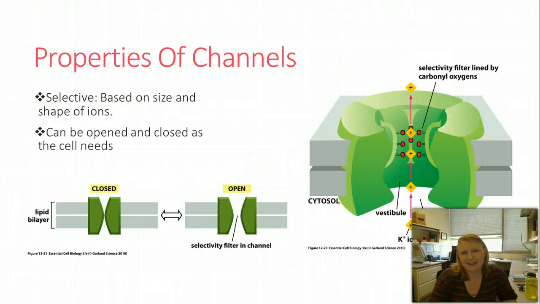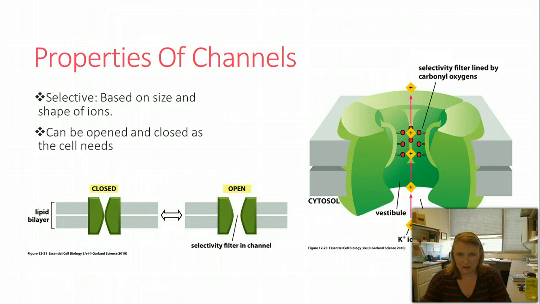It's really easy to think of an ion channel as a pore. But ion channels are not simple pores because they are selective. They're selective based on the size and shape of ions, or even on charge. So they are very selective. They're not just an aquaporin that allows water to flow in and out. They actually have a lot of control over what's happening, and they can be open and closed as needed.